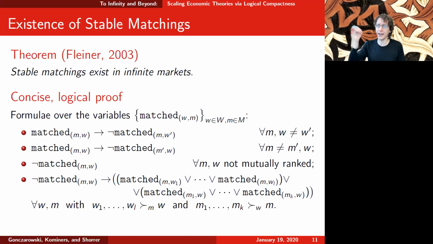However, the key is, if I ask you who you like more than woman W, who's maybe your 17th choice, there are only 16 women that man M prefers to woman W. And so the upper set is always finite, but the set of agents you might list can be infinite.